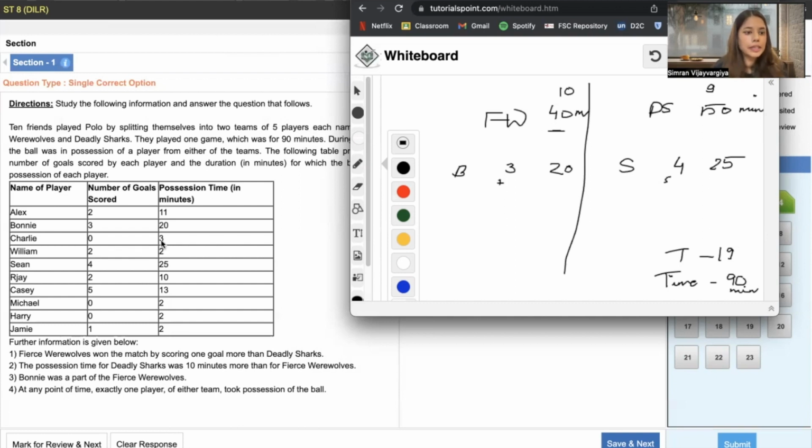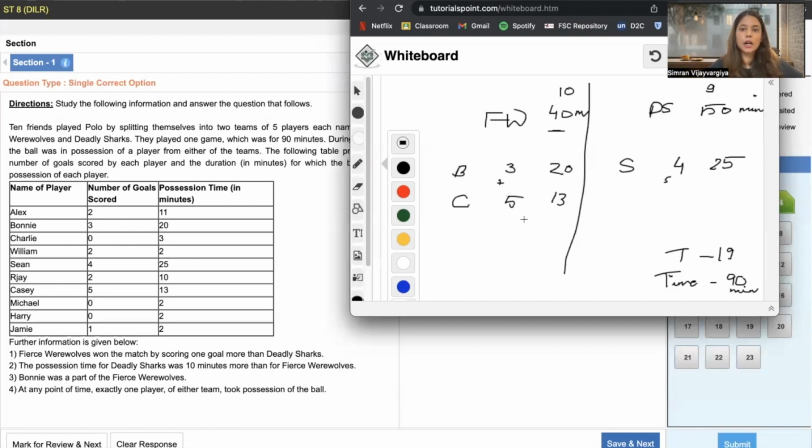So we have to put Casey in Fierce Werewolf. Casey goes here, scored 5 goals, 13 minutes. Great. So now we have 7 more minutes for Fierce Werewolf. I hope you understood why we put Casey here. They scored 5 goals. Then we need the rest 3 players. If they have to be in DS, the rest 3 players need to have 0 goals, and the time doesn't match up. 7 plus 13 is only 20, and they need 25 more.